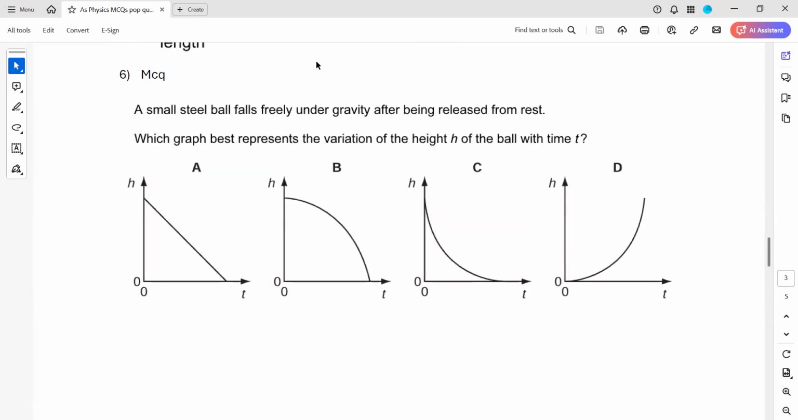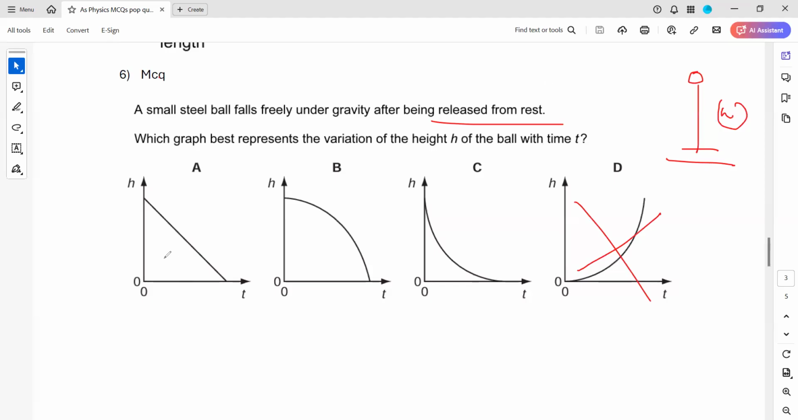In question 6, a steel ball falls freely under gravity after being released. First thing, when you drop an object, what will happen to the height? The height will decrease. So it means it cannot be D. In D, the height is increasing. Yeah, question 6 I'm discussing.